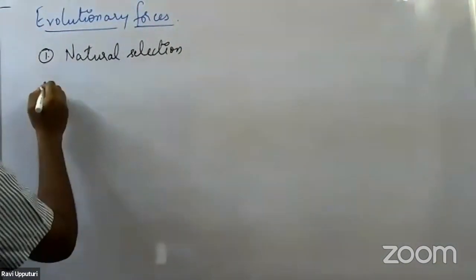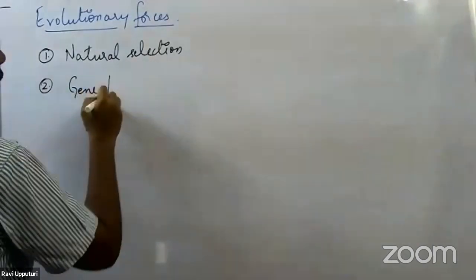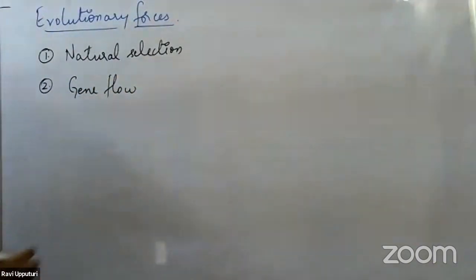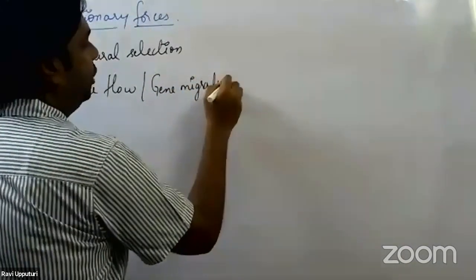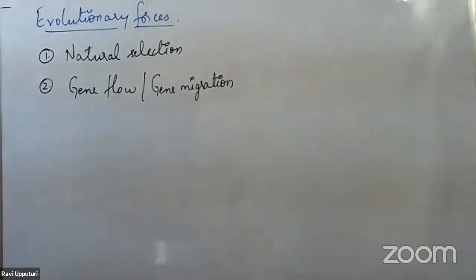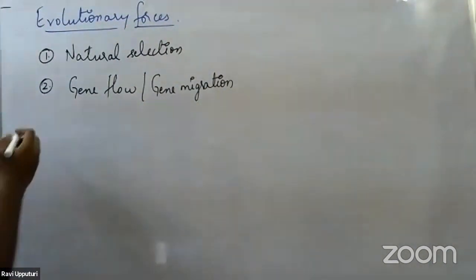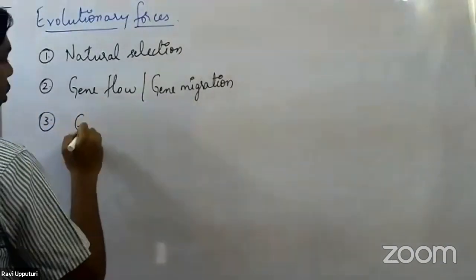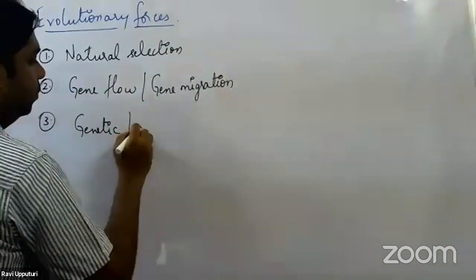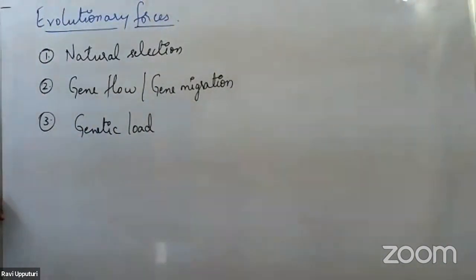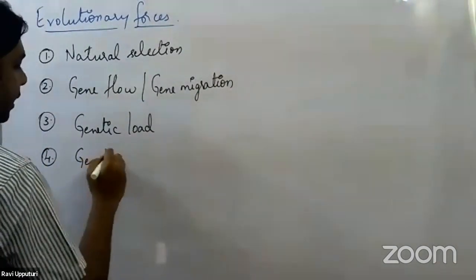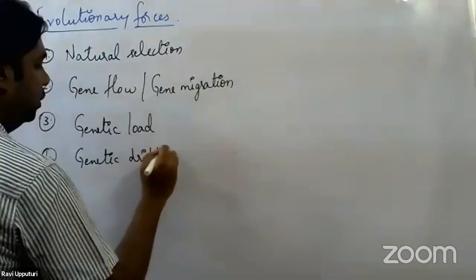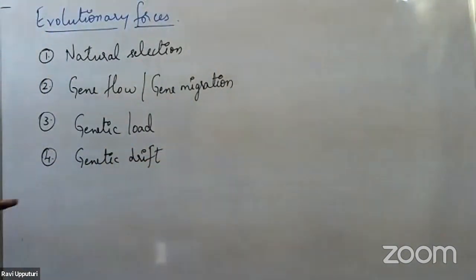The second evolutionary force we'll be talking about is gene flow, also called gene migration. This is another evolutionary force which brings about some sort of changes in the gene pool. The third evolutionary force we'll be talking about is the genetic load. The fourth evolutionary force we'll be talking about is genetic drift. This is another evolutionary force, called genetic drift.